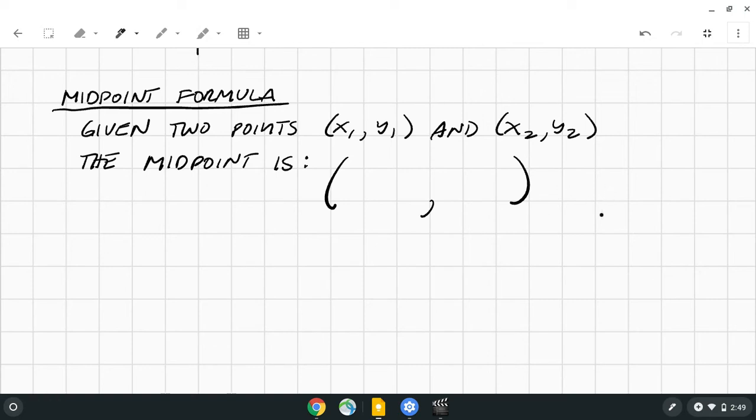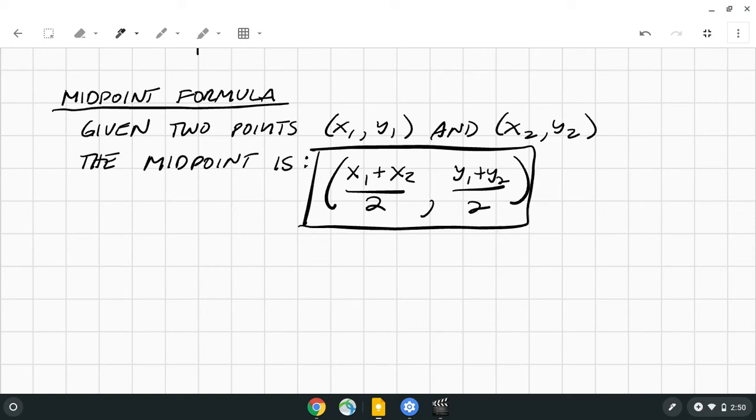Okay, so the way you find the x value and the y value is by adding the x values of the 2 points and dividing by 2, and adding the y values of the 2 points and dividing by 2. Okay? So that's your formula. That's the formula that you need to memorize. So memorize this, please. It's not a too difficult formula.